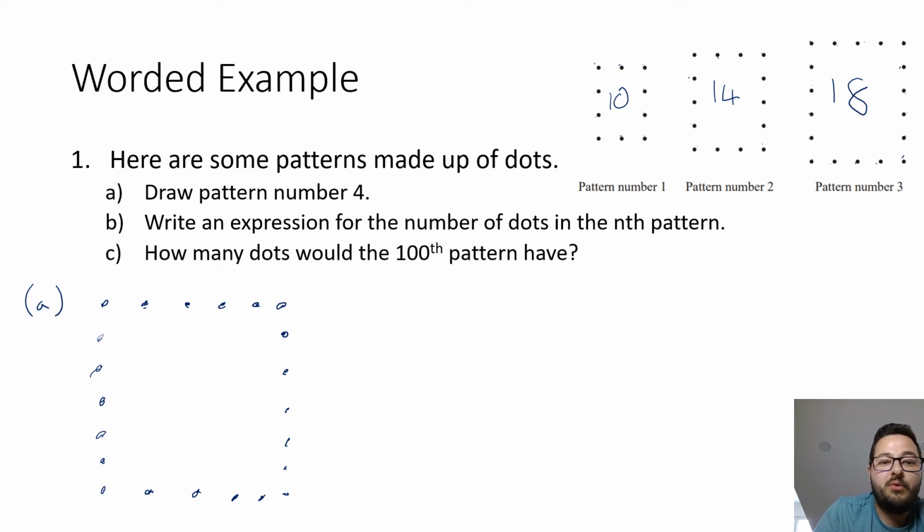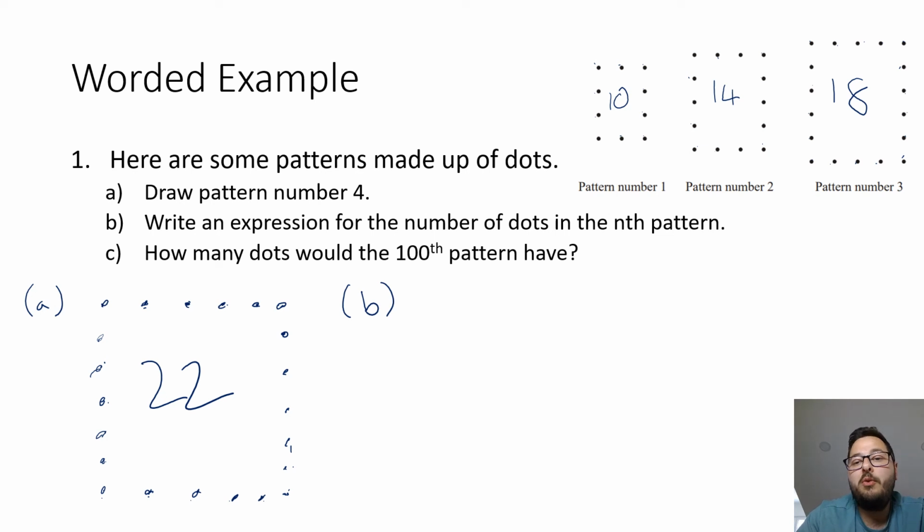So 1, 2, 3, all the way up to 22. Lovely. Great. So we want to write an expression for the number of dots in the pattern. So it goes up in 4s, so it's going to be 4n. And then for the first pattern, we need to go from 4 to 10. So we add 6. Great, and then part C is how many dots would the 100th pattern have?